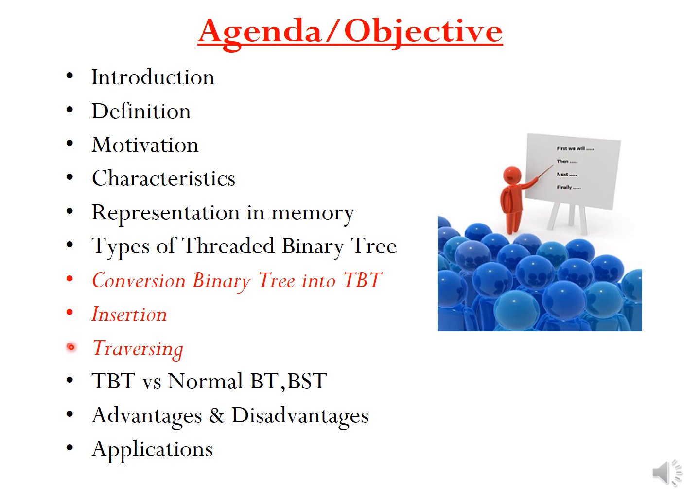And then traversing is also a very important part, because the null pointers of the binary tree are utilized and they are basically focused on traversing. Traversing can be done pre-order, in-order and post-order. Then we will see the comparison of the threaded binary tree with the normal binary tree and the binary search tree, and then the advantages and disadvantages of the threaded binary tree, and finally the applications, meaning where these threaded binary trees can be used.